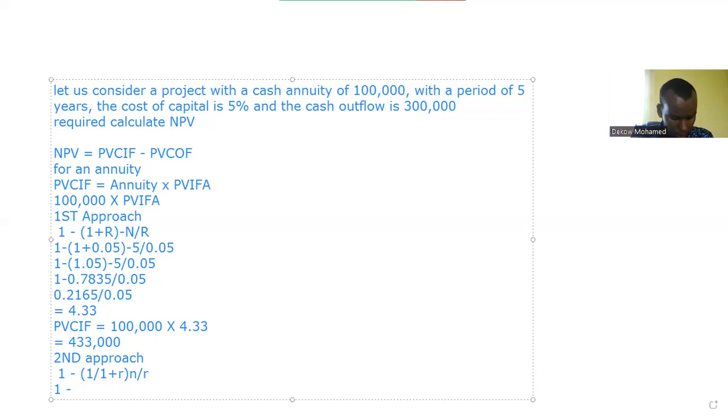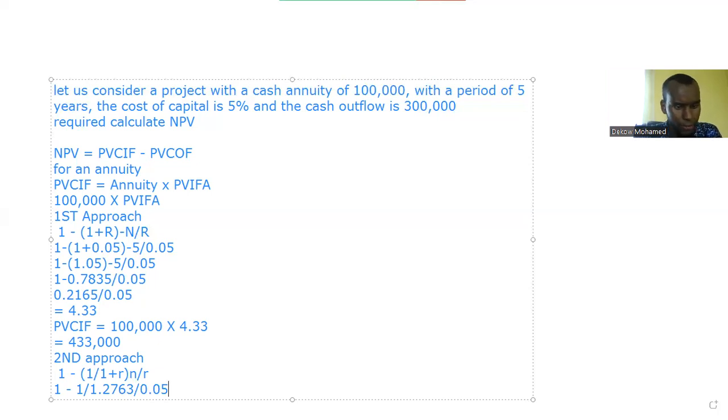I get 1.2763. I only solved 1 plus r raised to n, which is 1 plus 0.05 raised to 5. Now we divide by r, which was 0.05. Let us solve first 1 divided by 1.2763, then subtract that from 1, then we divide by 0.05.